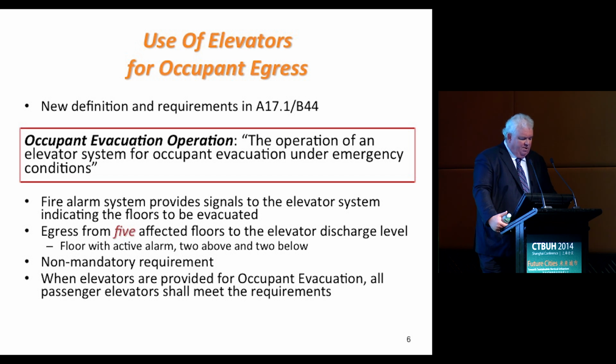The way it works is the fire alarm system provides signals to the elevator system indicating the floors to be evacuated. And then there's egress from what we call the 5 affected floors. And that's the fire alarm floor, 2 above and 2 below. This system is not mandatory. It's a voluntary requirement. But if you do it, the way it's written is the way you have to implement it.